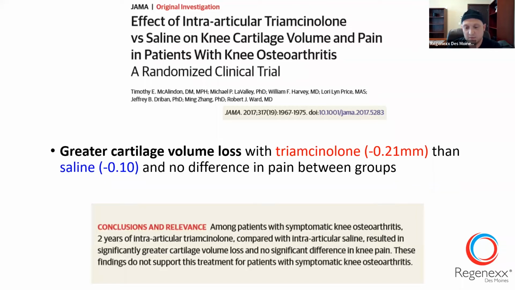If you look at the very bottom picture, the last line really should have closed the deal: these findings do not support the use of this treatment for patients with symptomatic knee osteoarthritis. Those of us in regenerative medicine who have been following this closely were like, oh, thank goodness, this should be it. This should end. What's interesting is I have seen very few physicians who are even familiar with this study, and it was extremely well done. The methodology was excellent, and it really should have been it.